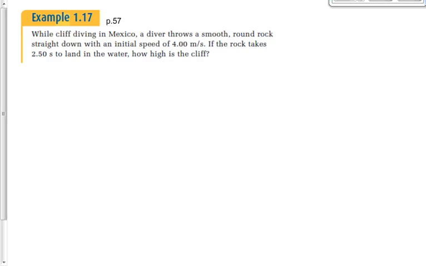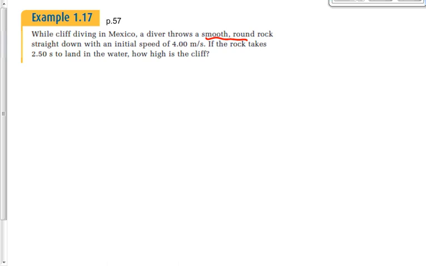Let's take a look at an example here. 1.17 on page 57. It says, while cliff diving in Mexico, a diver throws a smooth, round rock. They're telling you it's a smooth, round rock. Why? That isn't really going to change the way we're going to do this question, but they're telling us that we can assume something by telling us it's a smooth, round rock.